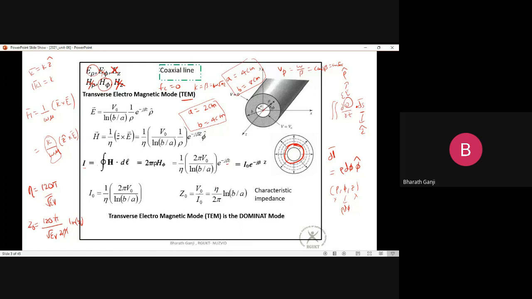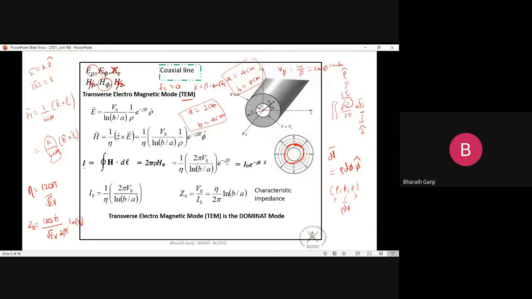to transmit information. Okay, so that is the advantage of a transverse electromagnetic wave. So coaxial cable, why is coaxial cable so popular? Because you can actually transmit a transverse electromagnetic wave on it.